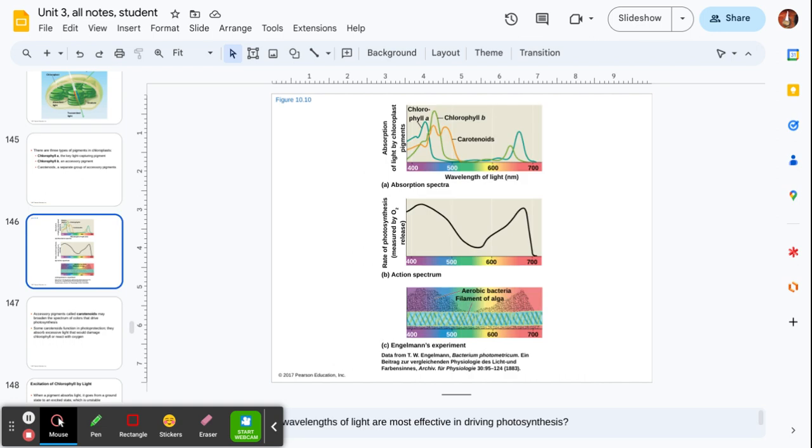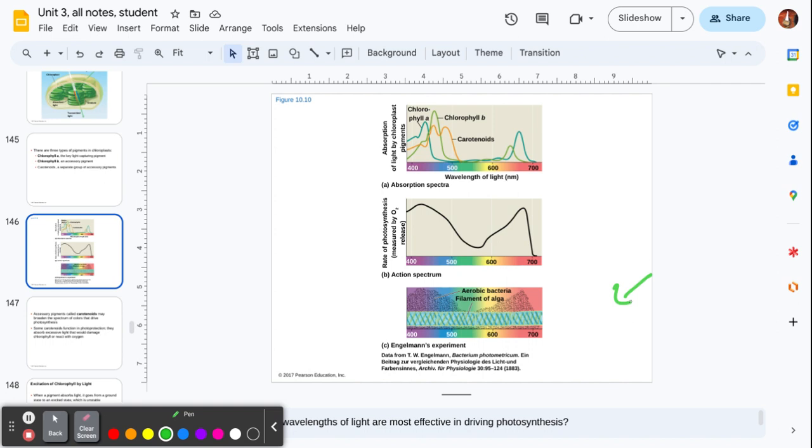We didn't know this for a long time. We didn't know that photosynthesis took in all the light energy except for green until a guy by the name of Engelmann did this experiment that was kind of cool. And see if I can explain this correctly. I'm going to start with the bottom picture here. He took a strand of, what is this?